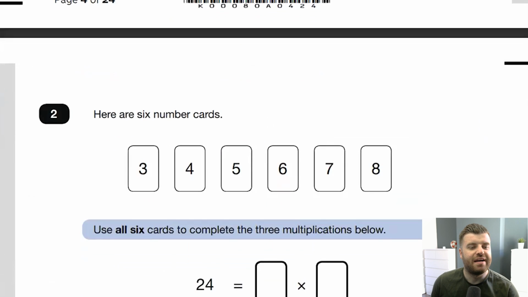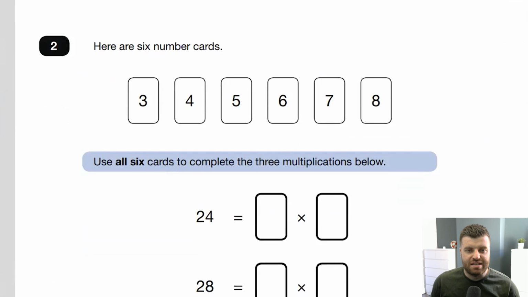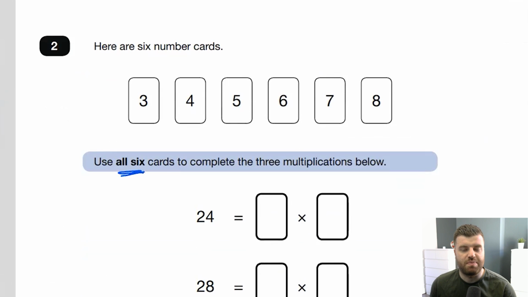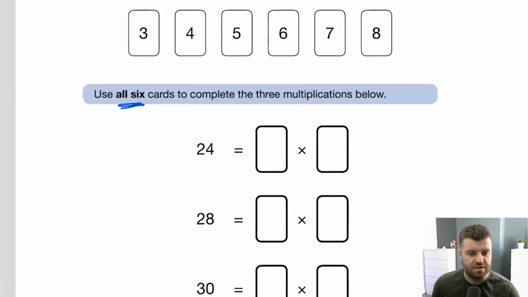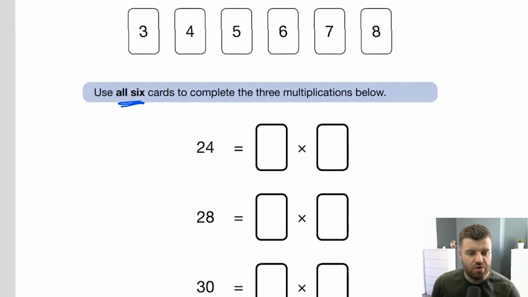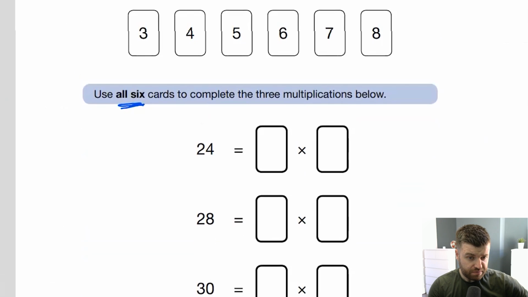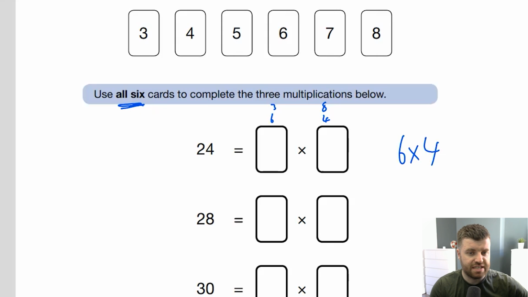Let's move on. Question 2. Here are 6 number cards. Use all 6, really important, cards to complete the 3 multiplications below. Let me show you why this is important, guys. We could jump into 24. We could look at our numbers at the top. And we could think, well, 24, we could do 3 times 8, or we could do 6 times 4. Now let's imagine for a second we did 6 times 4. All good, we've used 6 and we've used 4.